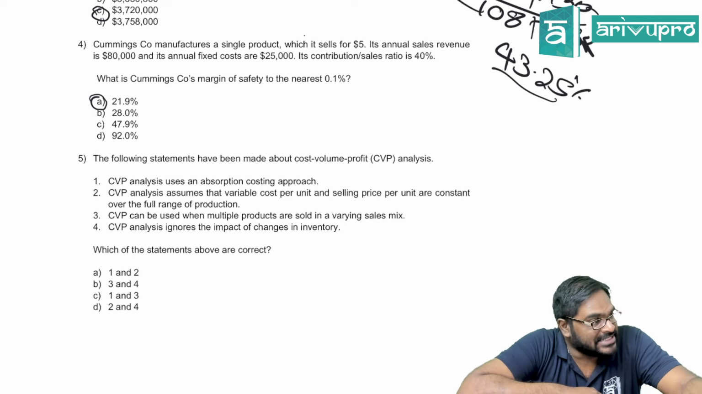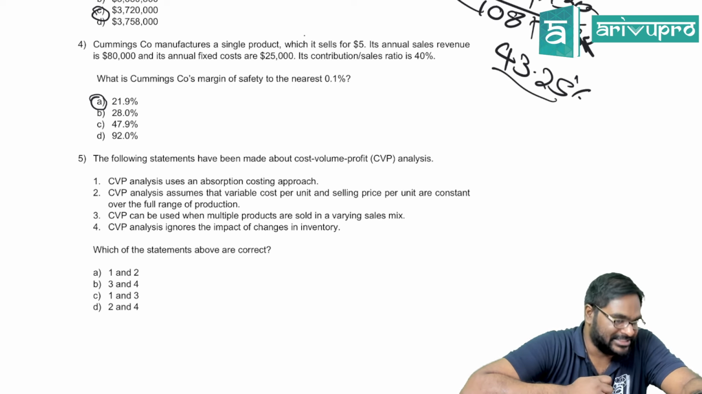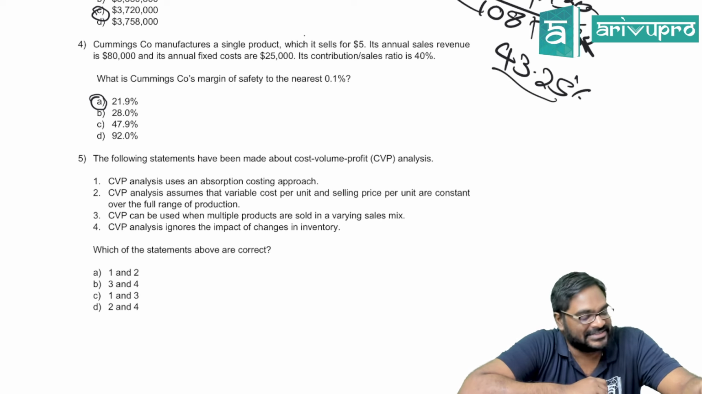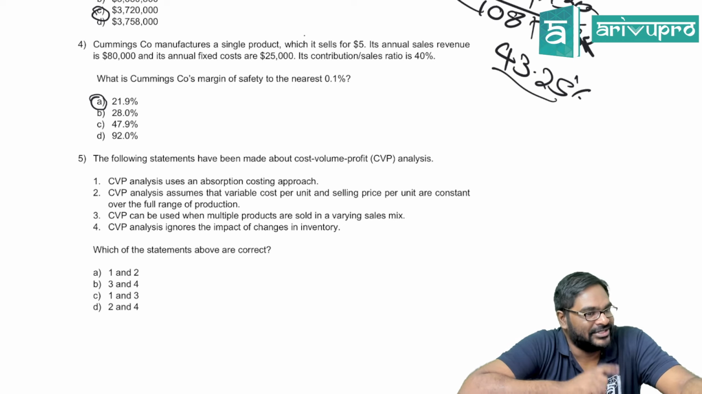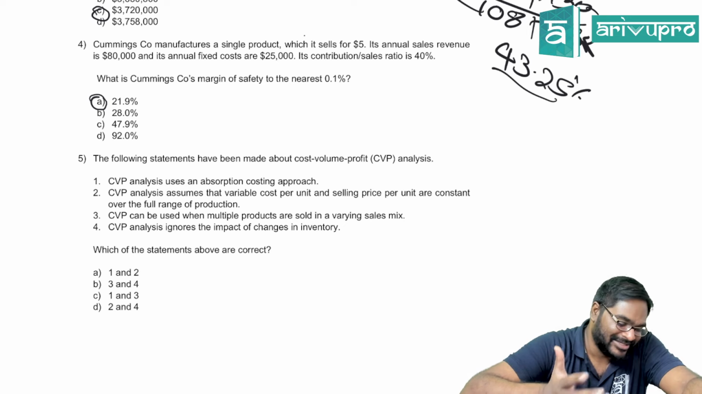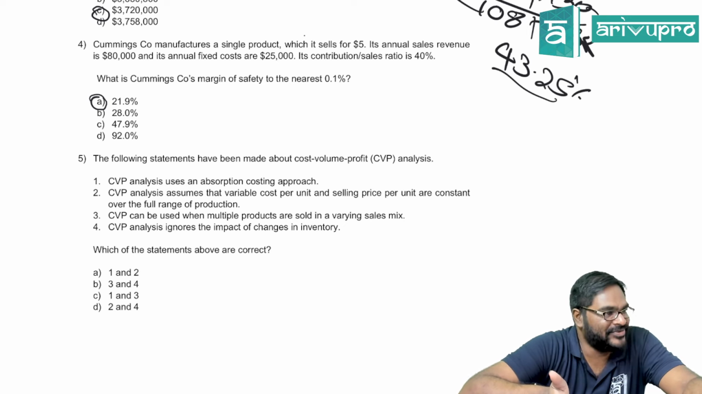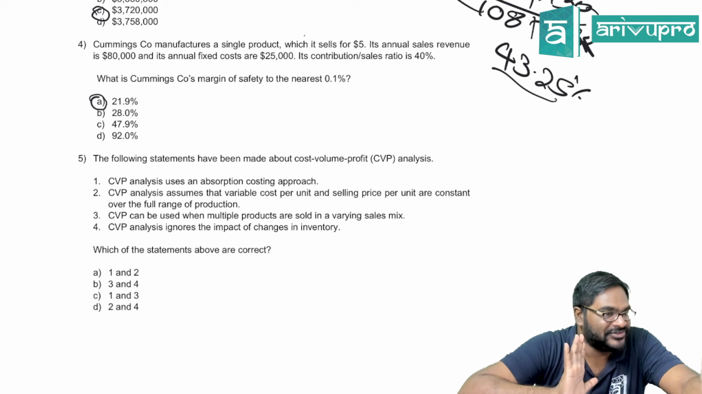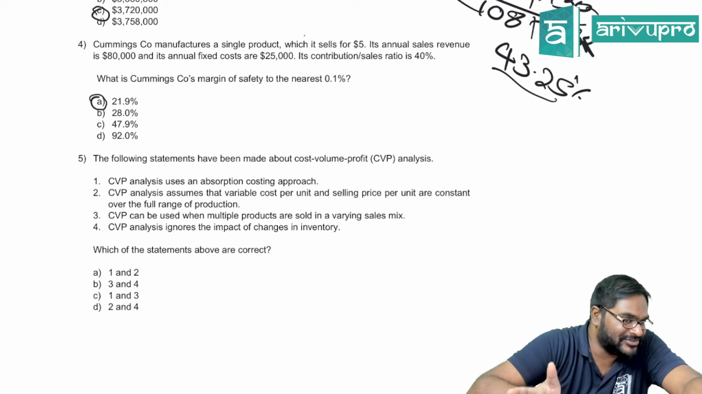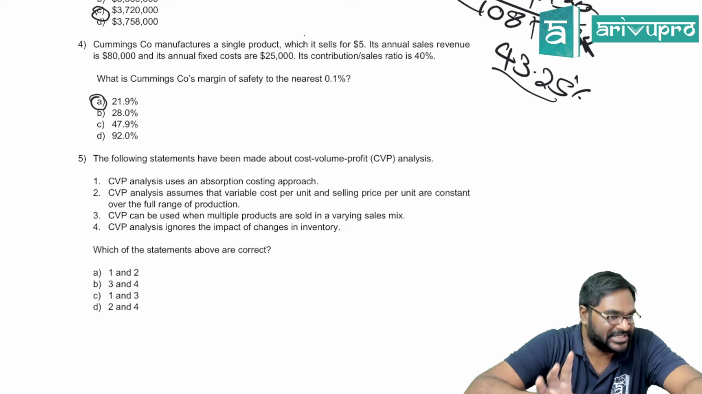Second one, CVP analysis assumes that variable cost per unit and the selling price per unit are constant over the full range of production. That's true. As soon as you get to know that is true, just check the answers which one gives 2 as a true one. Only D. So that means D should be your answer, isn't it? Just to be on the safe side, let's check the 4th option as well because it says 2 and 4. Let's check whether 4 is also correct.